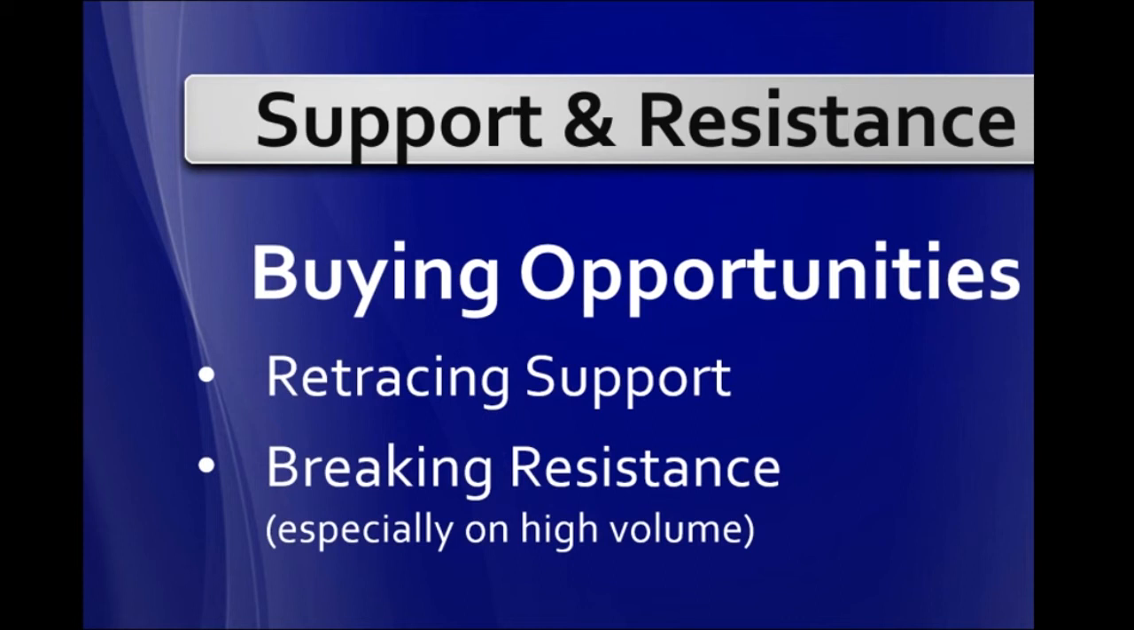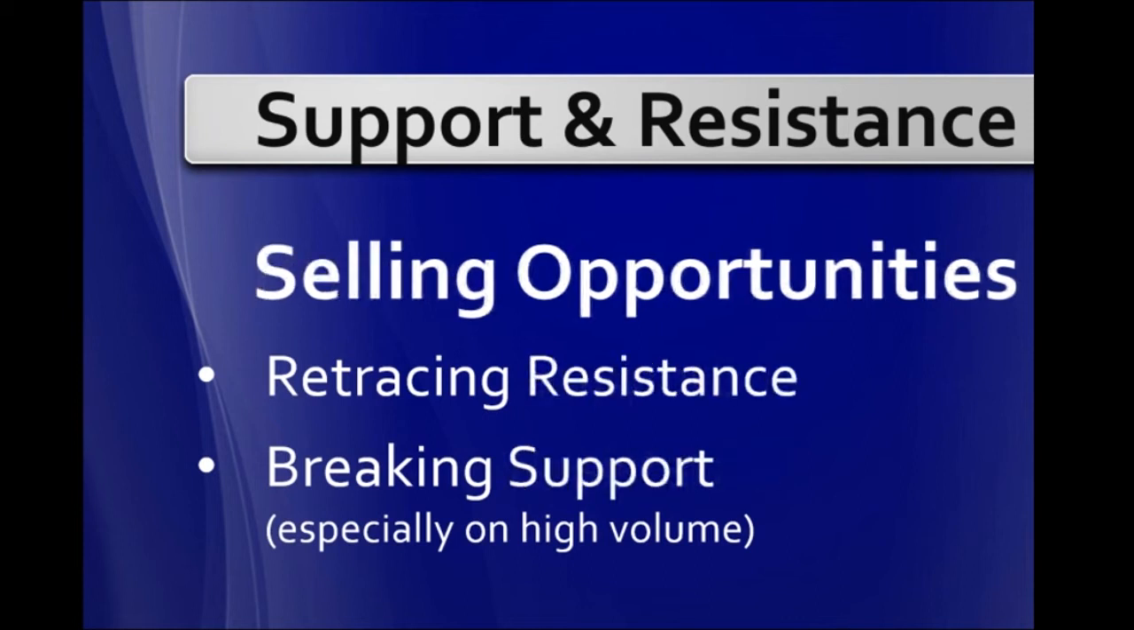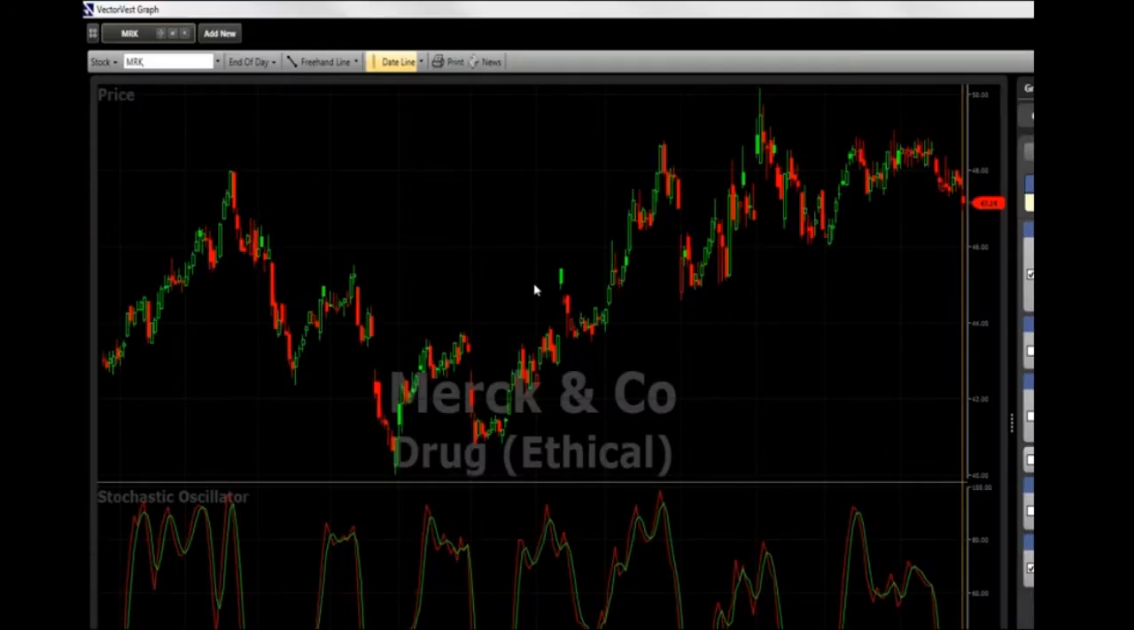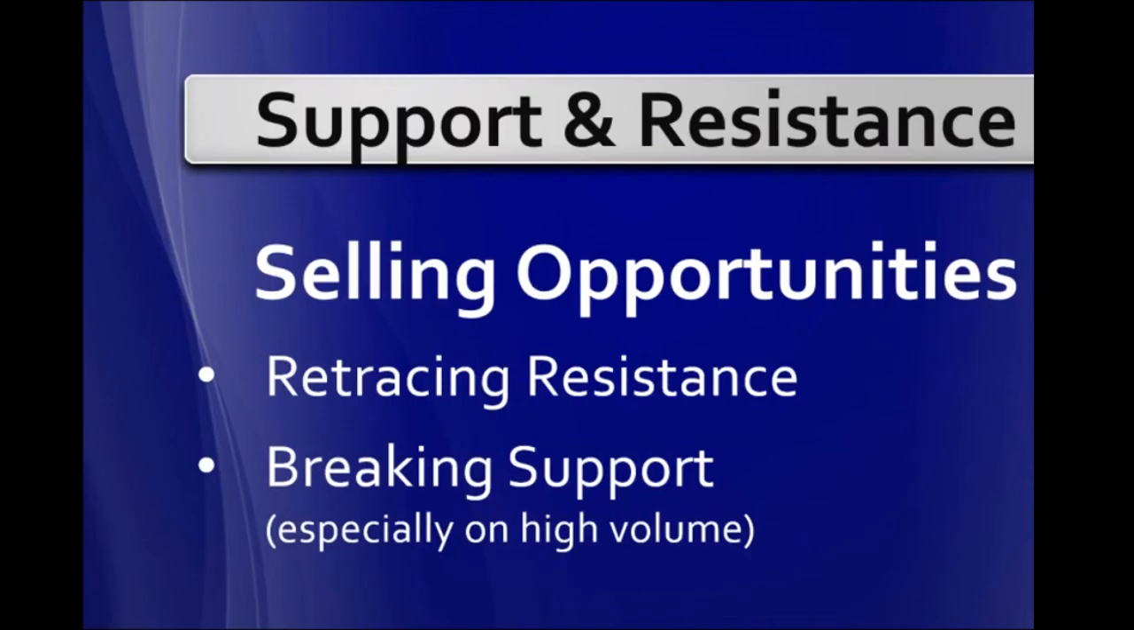Second, you can also use support and resistance to indicate when to exit a position. So if it's retracing resistance, meaning it's hit resistance and it's starting to go the opposite direction, well, that's a bearish sign. Typically, it's going to continue to fall until the next support level. So if that's a ways down, you might want to go ahead and get rid of that stock.